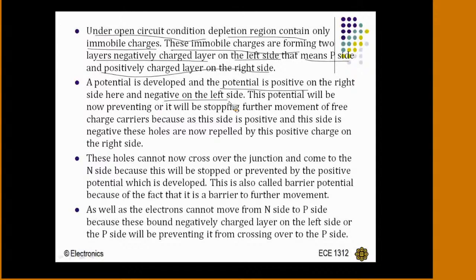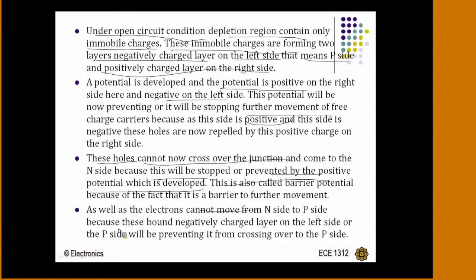Now if you consider the same diagram here, see what is going to happen. The holes on the P side cannot cross over the junction and come to the N side, because of the positive potential which is developed. This is called the barrier potential. The barrier potential is developed in the depletion region.